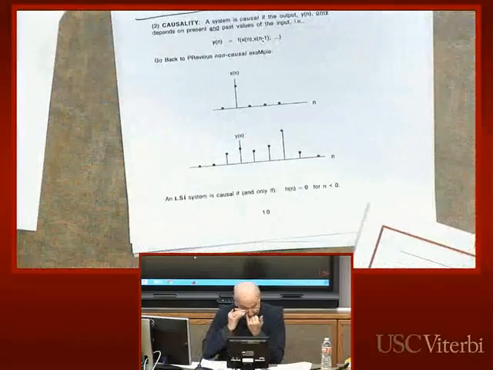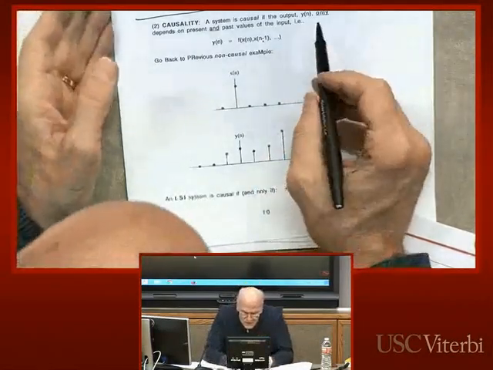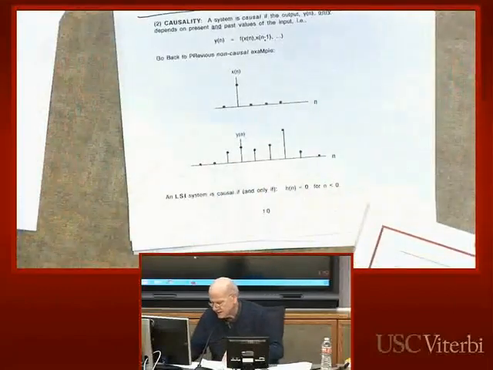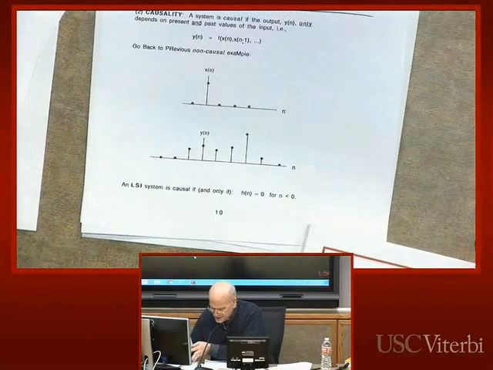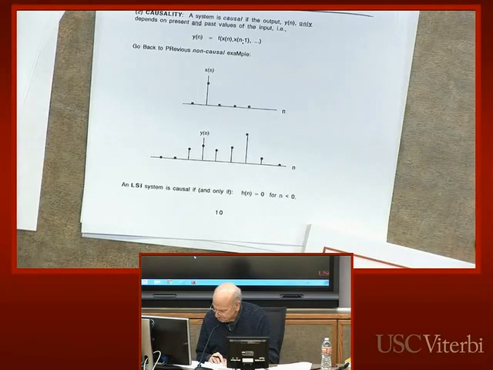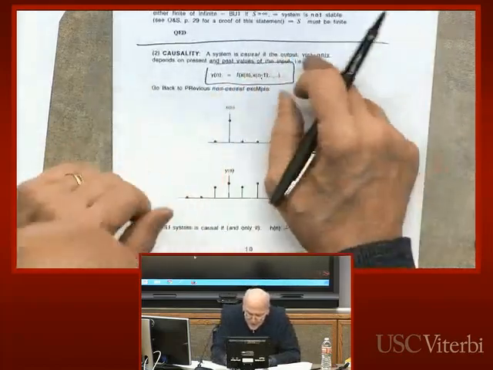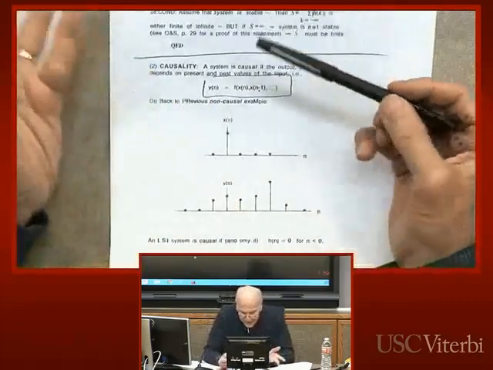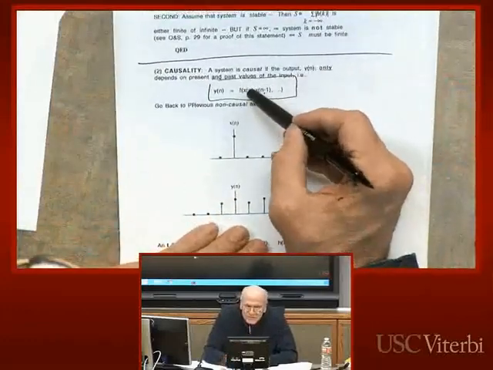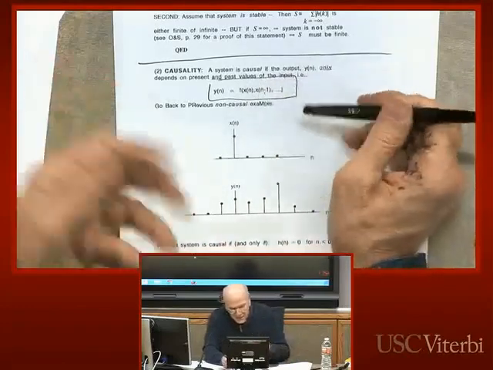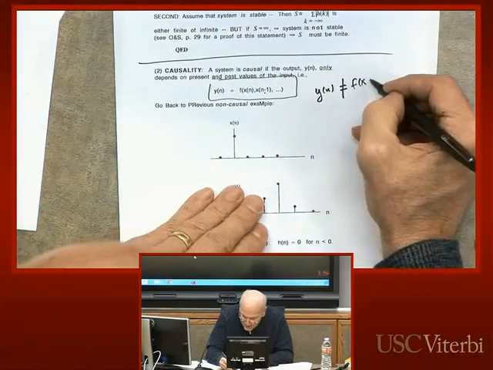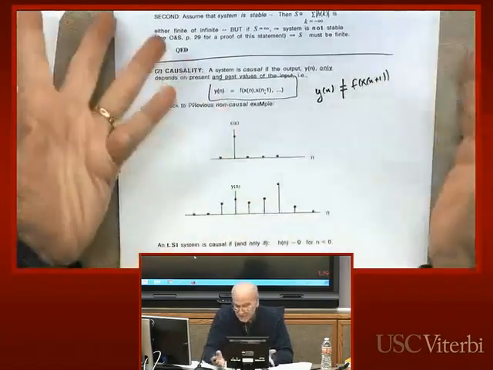Causal systems. Actually, we've already covered an example of a system that's not causal. A system is causal if the output y of n only depends on present and past values of its input. The output could have memory. In fact, these systems generally do have memory. But if the system is causal, the output can only be a function of x of n, possibly x of n minus 1, x of n minus 2. It cannot be a function of, for instance, x of n plus 1, if it's causal. If it's non-causal, no problem.